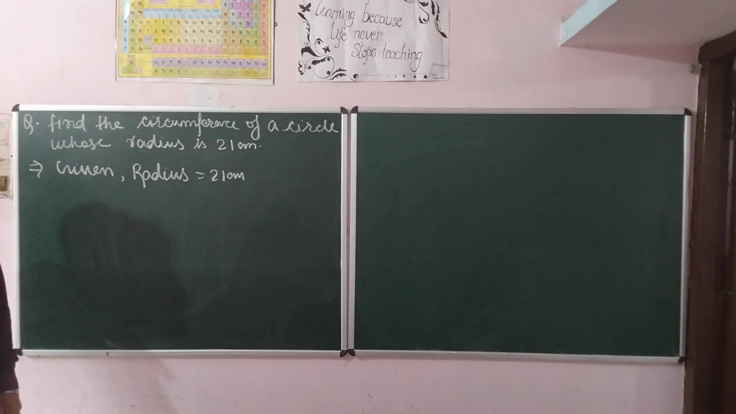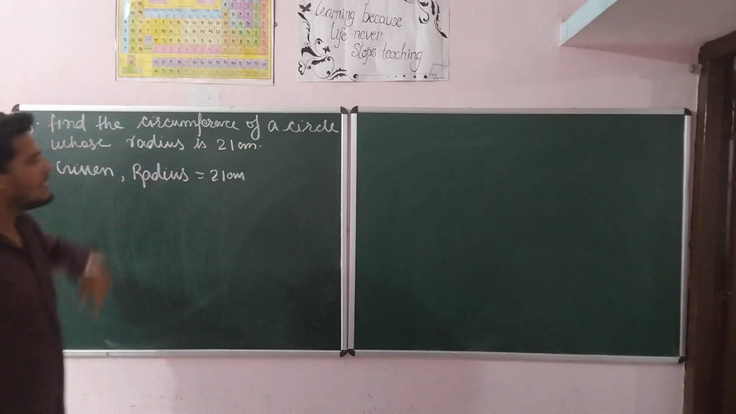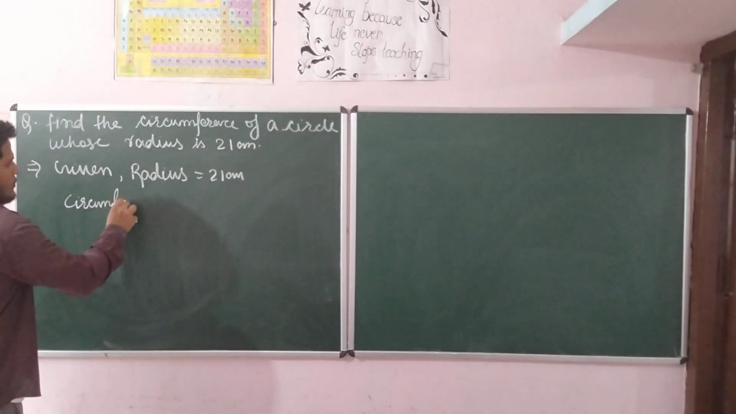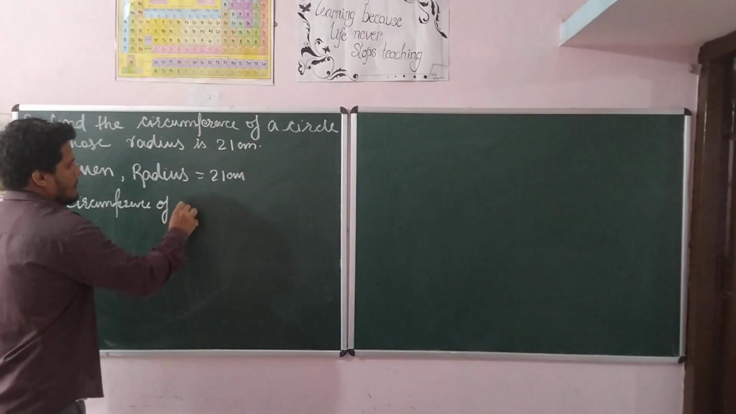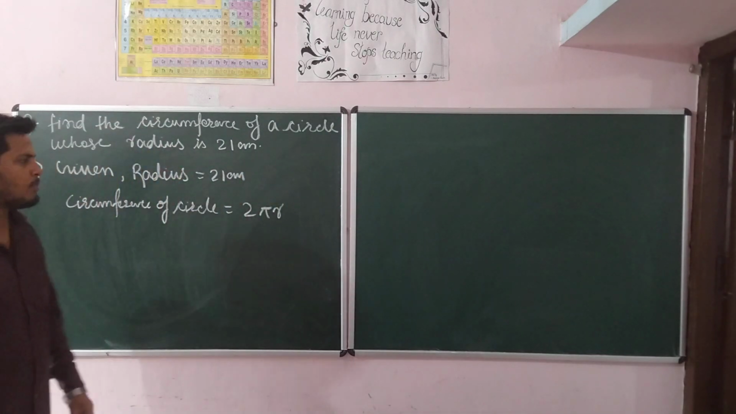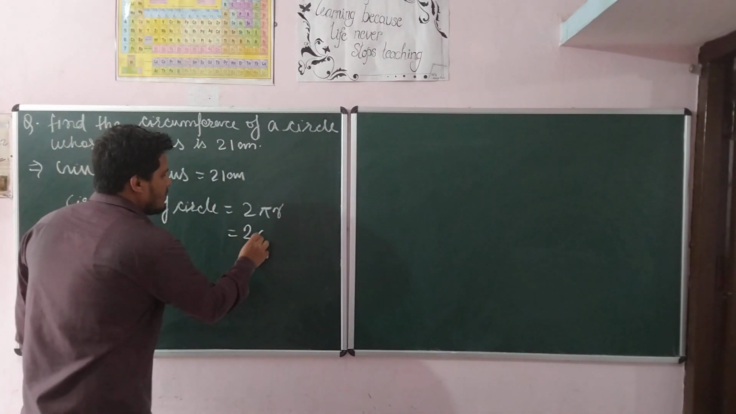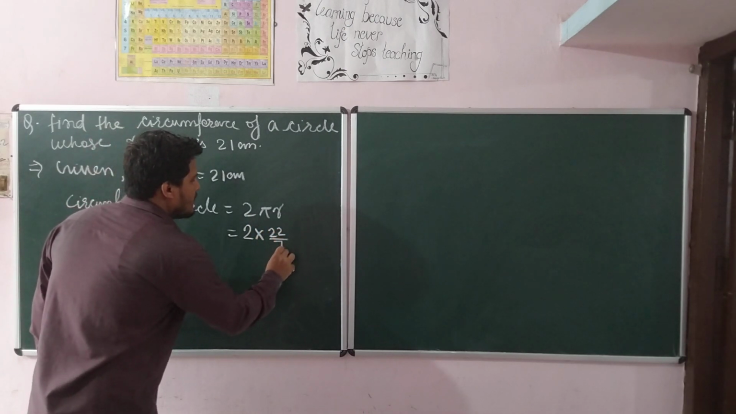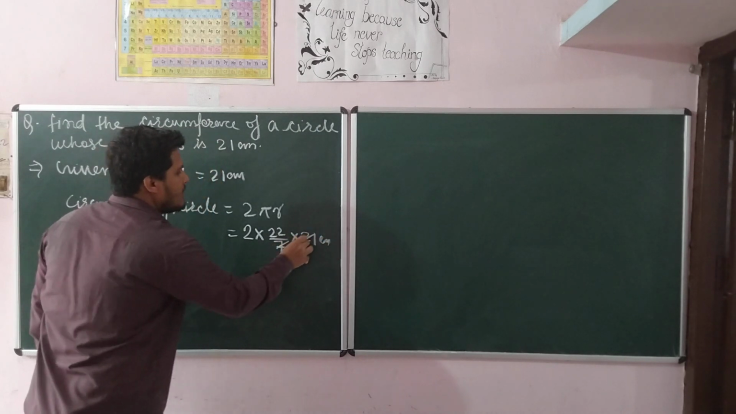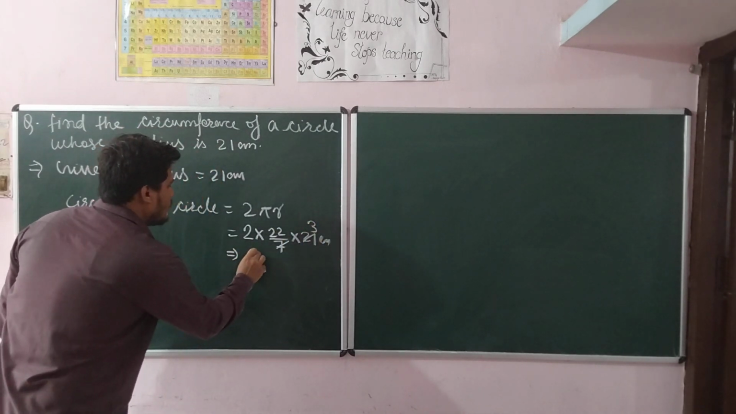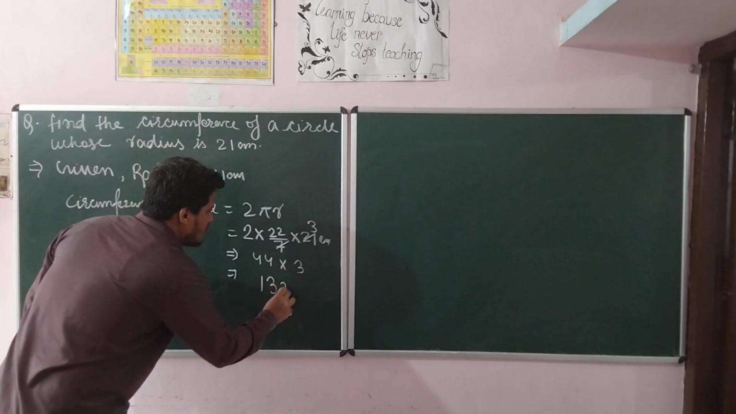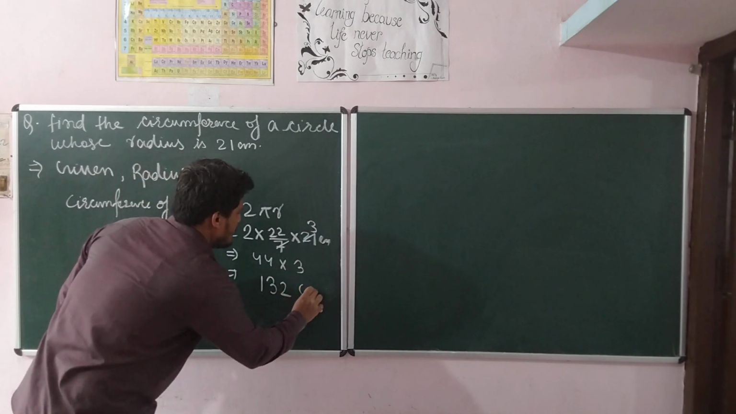Okay, what is the expression for finding circumference of circle when radius is given? So circumference of circle is equal to 2 pi r. Now put the value of pi. What is the value of pi? That is 22 by 7 into what is radius? That is 21 centimeter. Now 7 threes are 21. Okay. Now 44 into 3, that is 132 centimeter.